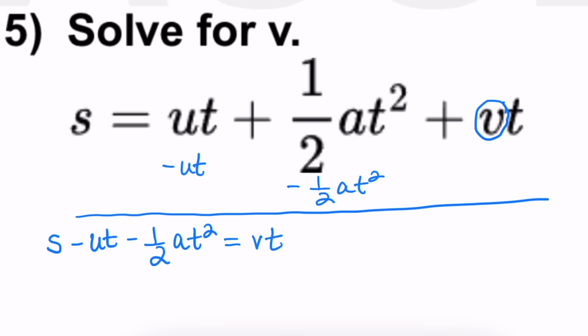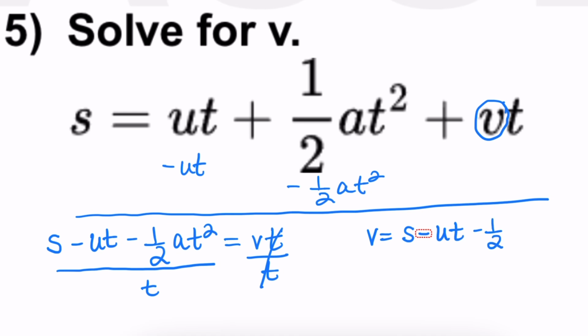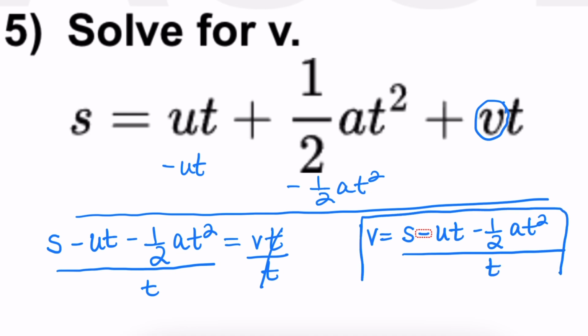Now, that is V times T, do the opposite of multiplication, which is division. And so all of this is going to be divided by T. And so now you're done. V is equal to S minus UT minus 1/2 AT squared all over T. So that just looked intimidating, but it only took 2 steps and we're done.